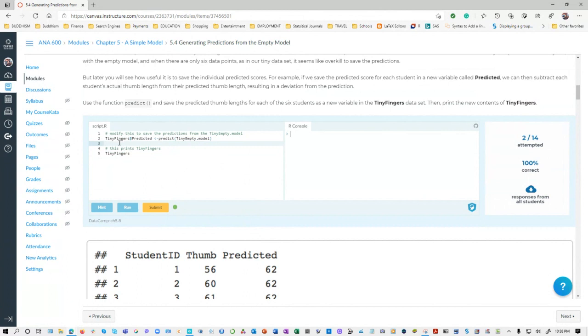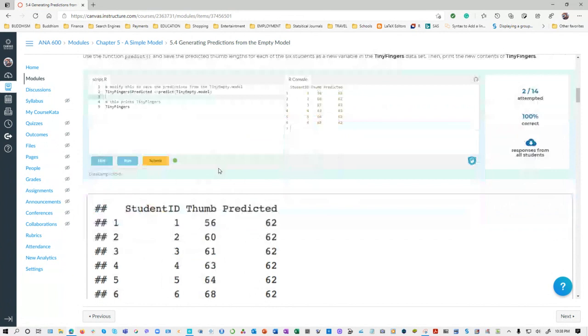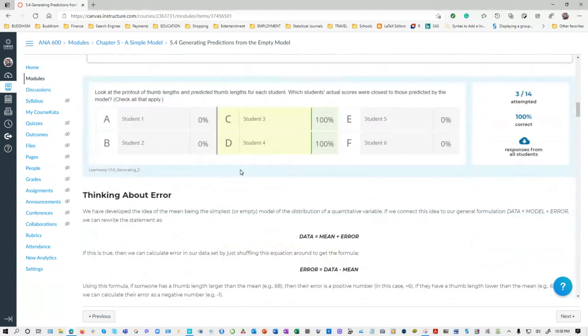Go to the tiny fingers. This is the name of the new variable. These are the predicted values. And then print the tiny fingers. Look, you have a new variable, a new column being created within the same old data set. This is the real data. This is the predicted value or estimated value. This is the real value. The gap is called the error. That's what they are trying to do over here.